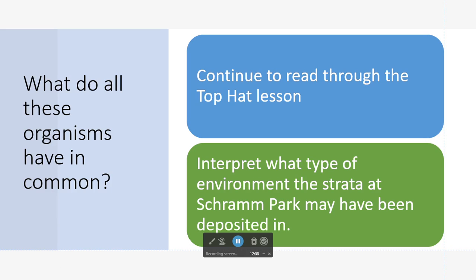So now you should be asking yourself, what do all these organisms have in common, and what does that mean for the environment that deposited these rock strata? So continue on reading through your Top Hat lesson today, and then at the end you'll be asked to interpret what type of environment the strata at Schramm Park may have been deposited in, based on the lithostratigraphy as well as the fossils that are found in there. We'll talk about this much later on again when we're time traveling through Nebraska, but just begin to think about what these layers mean.